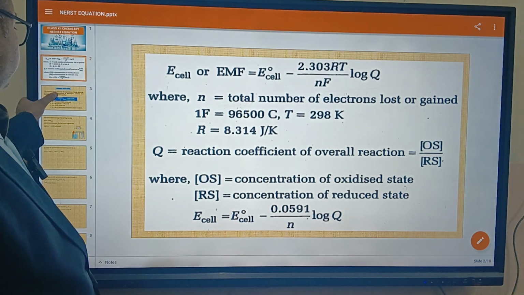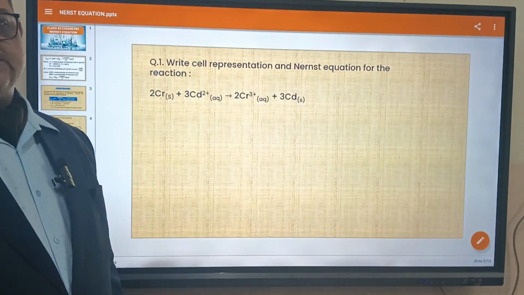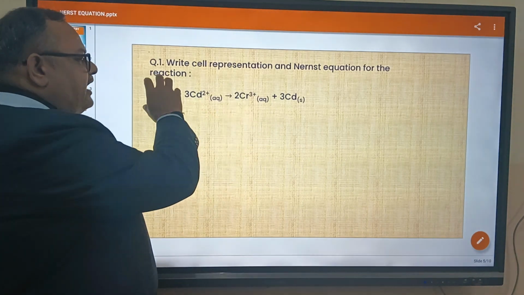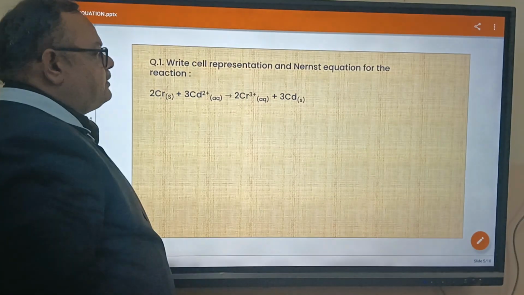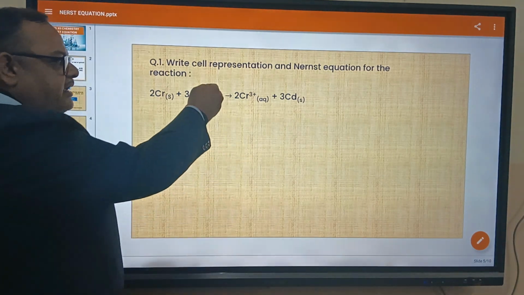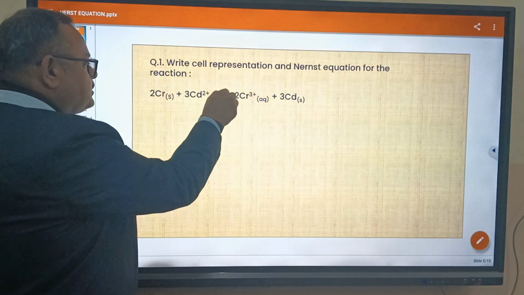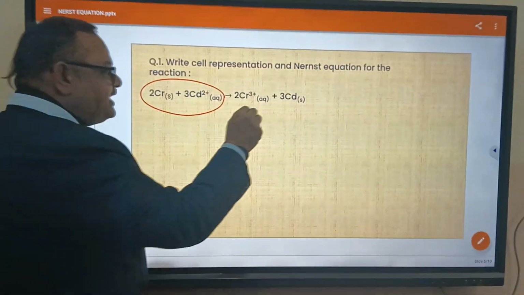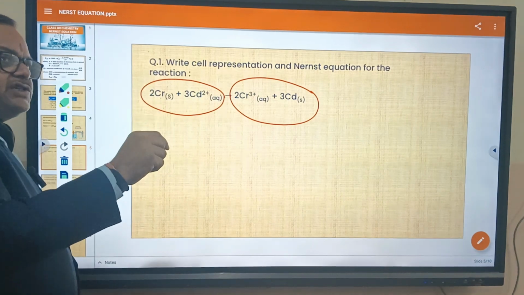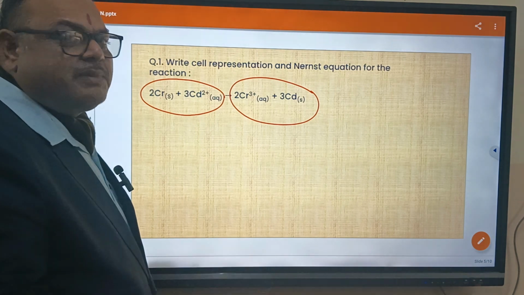Now children, there may be a number of questions. The first question which I believe you must know is this one. Here the question says we have an equation and we have to write the Nernst equation and the cell representation for the same. Now see, everything given before this arrow is actually your reactants and these are products. Now we have to write the oxidation half cell first and the reduction half cell second, both to be separated by a salt bridge.